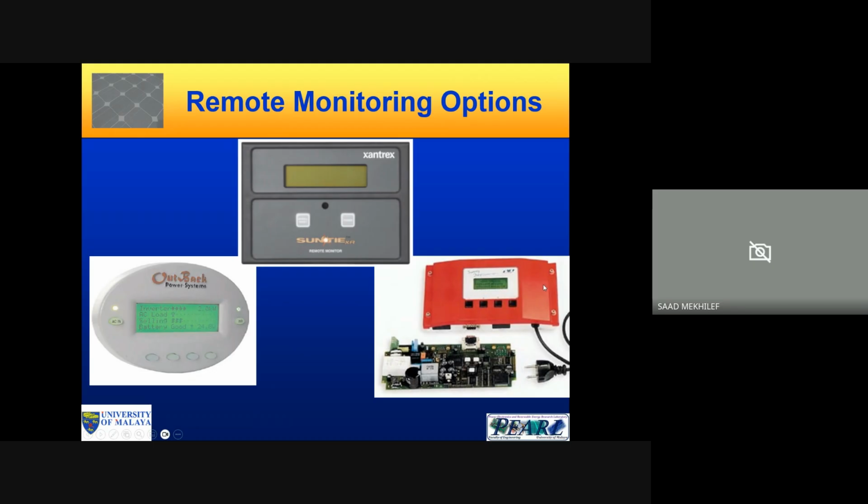Most of these PV systems will have remote monitoring options, because these microgrids are sometimes installed very far away. So they come with remote monitoring systems, so you can remotely monitor the conditions of the system. This is also very important for research, because we want to extract this data and later use it for research purposes.